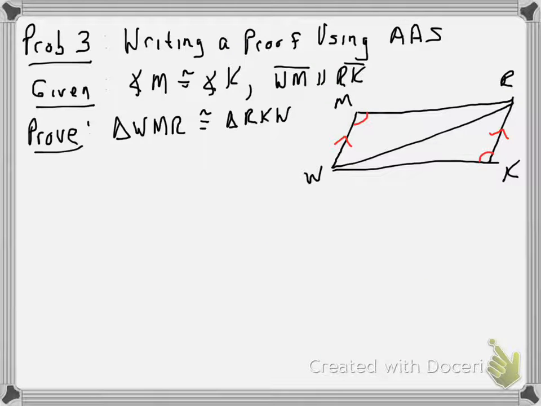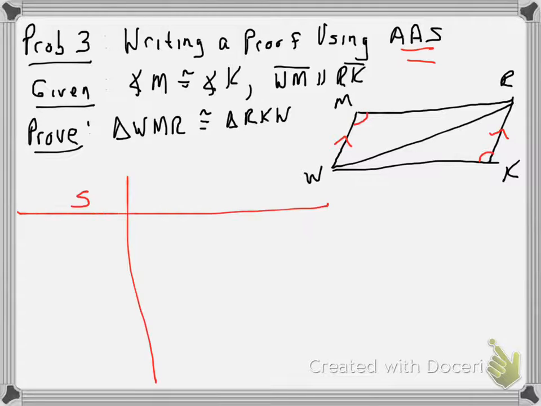Problem 3 is writing a proof using angle angle side. So they're telling you what they want you to do. So let's do our statement reason again. Statement, reason. How do we start every proof? Up, given. So angle M is congruent to angle K, and WM is parallel to RK. And again, given.